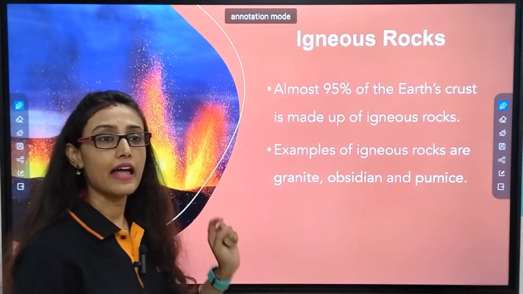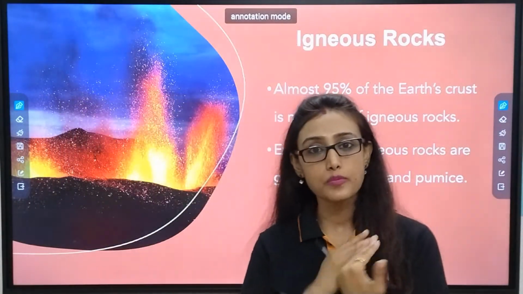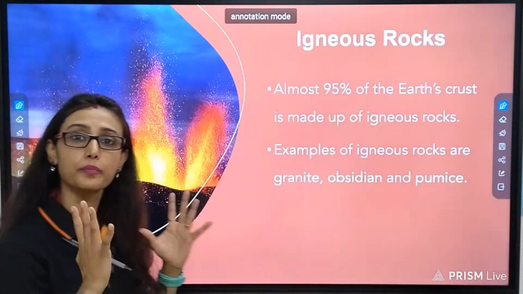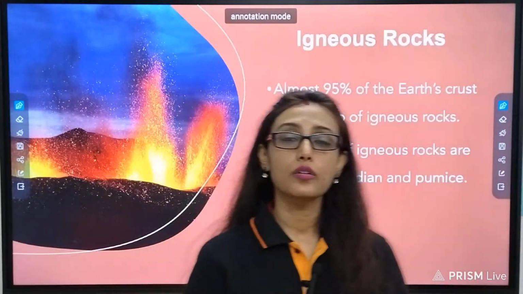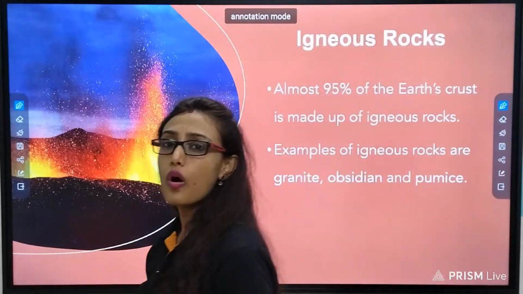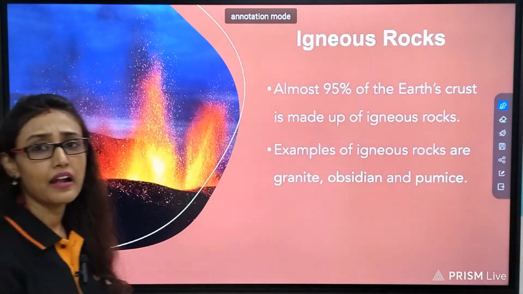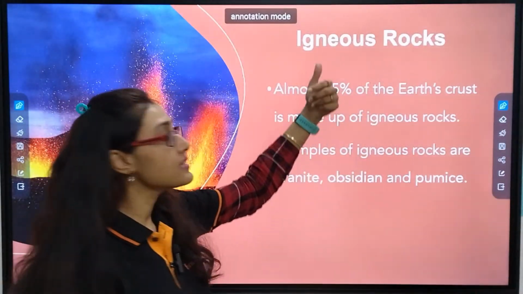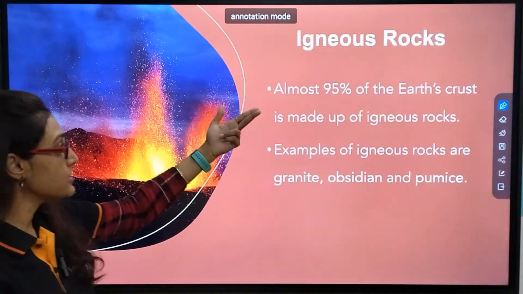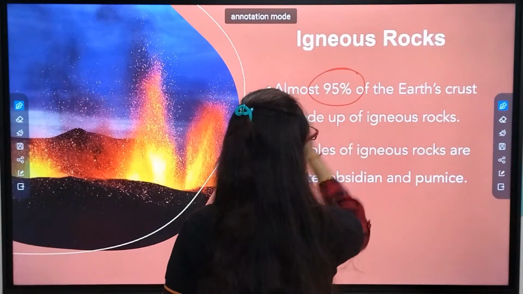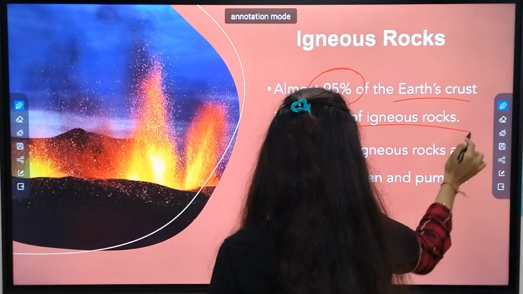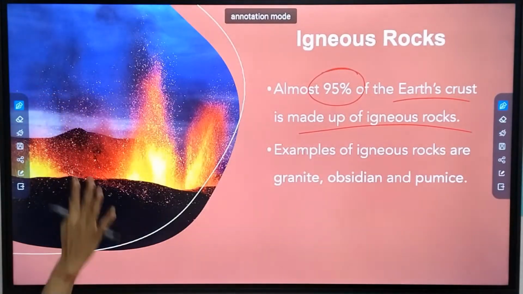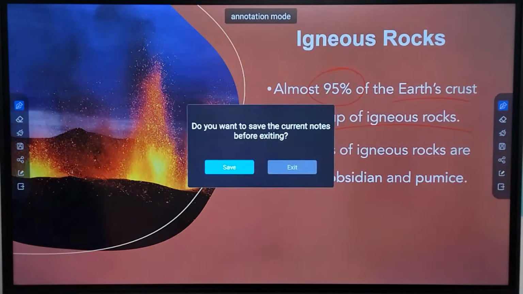So we can say that once our earth was born out of the sun, it was like a hot ball. With time it cooled down, and most of the rocks and plains and plateaus and everything else that formed are of the igneous rock type. That is why 95% of the earth's crust is made up of igneous rock. Understood? I hope this is clear to you.